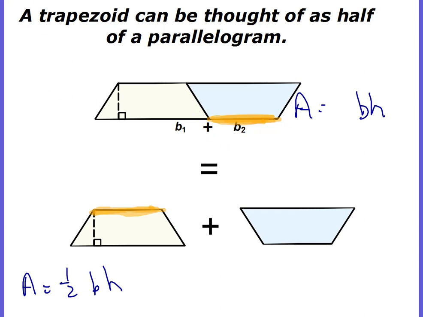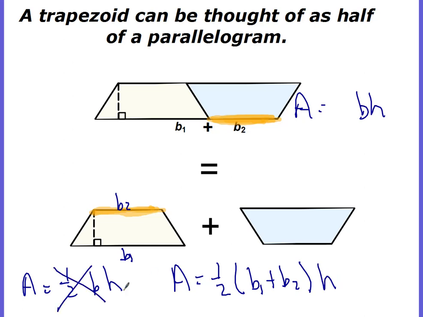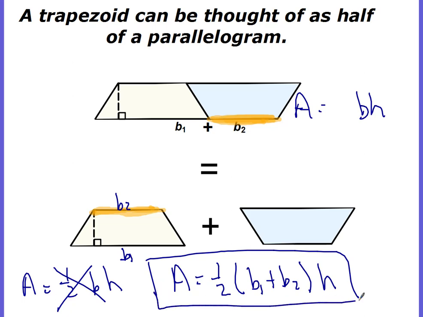So that's where we get the base 1 and the base 2. To have our base, we have to add the base 1 of our trapezoid plus the base 2 of our trapezoid. So the formula for the area of a trapezoid is 1/2, and we have to add together the base 1 plus the base 2 so that it's the same length as the base of our parallelogram. And then we multiply it by the height. So this is the formula. This is how we get the formula for the area of a trapezoid.